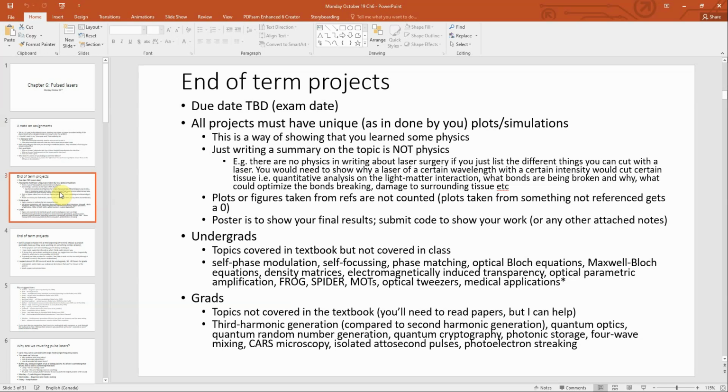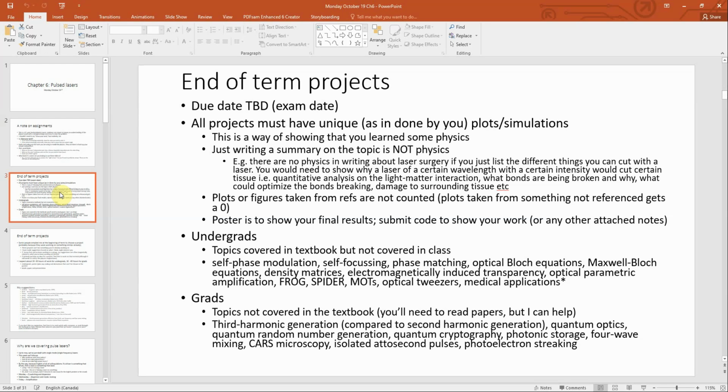We want to make sure that you learn physics with this. For example, if you're writing about laser eye surgery or laser surgery, there's really no physics if you just say, we can cut skin with this, we can cut muscle with this. What's the physics of that laser cutting into different things? Why would a certain laser work well for, say, cutting skin? Why would a different laser work well for cutting something else? Why would a certain laser not work for cutting skin? That would be the thing that you'd have to understand and discuss.